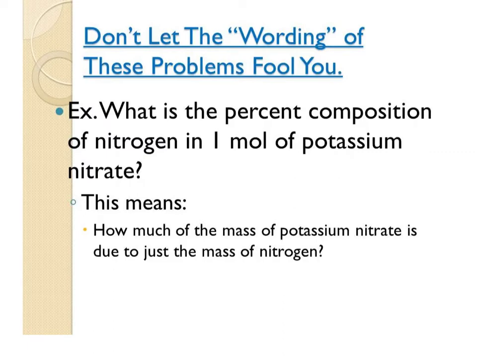This section involves a lot of word problems, so the first thing I want to tell you is don't let the wording of these problems fool you. Like, for example, with this one, what's the percent composition of nitrogen in 1 mole of potassium nitrate? Basically, what this question is asking you, how much of the mass of potassium nitrate is just from the nitrogen? So don't let the wording of the problem fool you. Just read it, take a second, think about it, and then assess what it is that they're asking you and what you need to do.